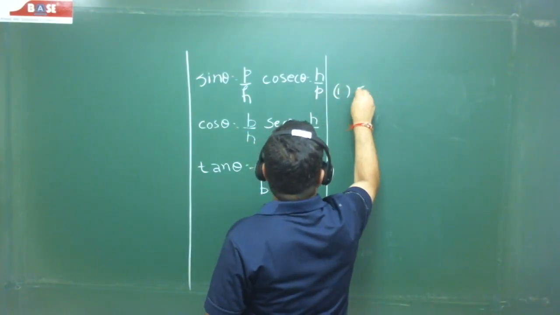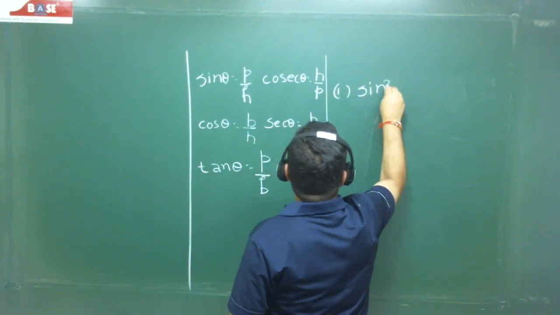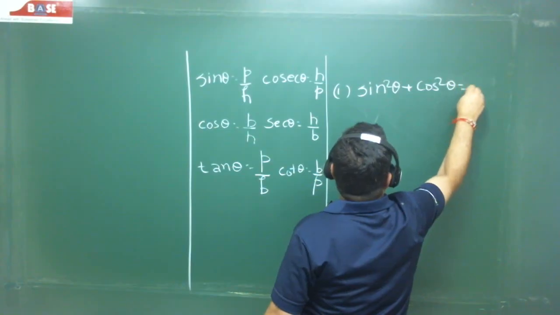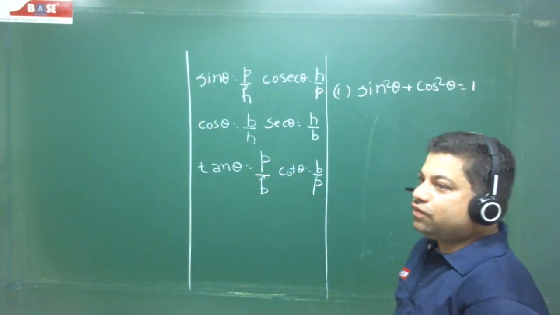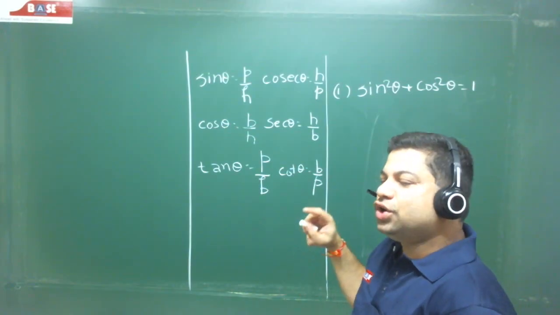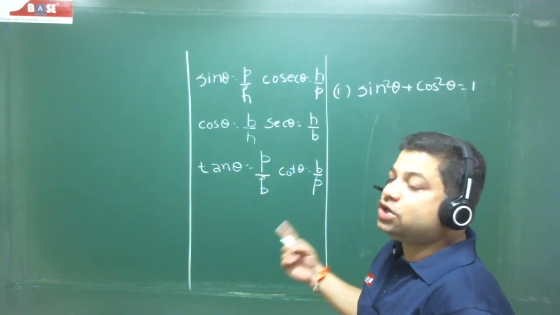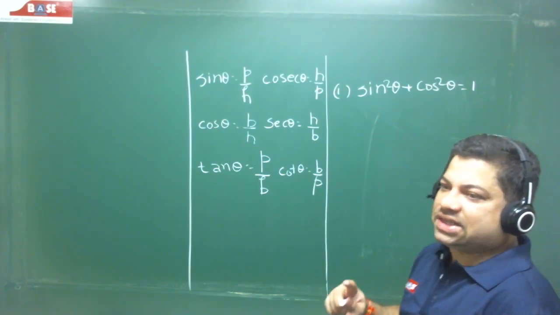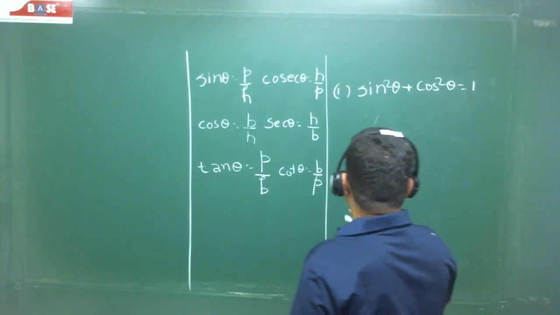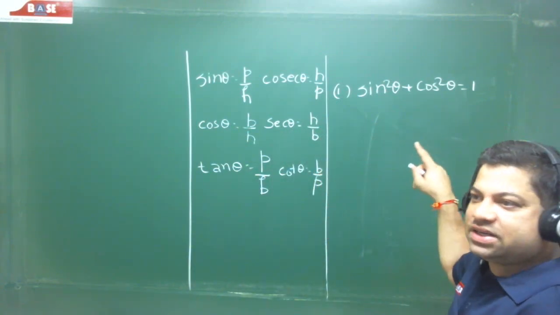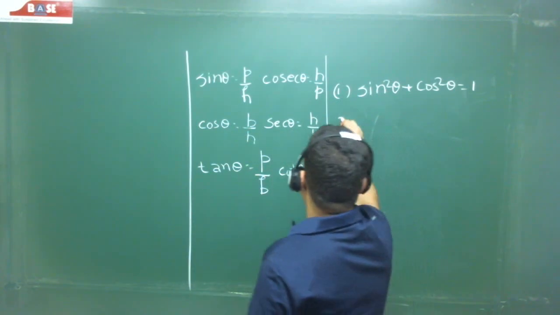We have three identities. The first: sin square theta plus cos square theta is equal to 1. You can also write this as sin square theta equals 1 minus cos square theta, or cos square theta equals 1 minus sin square theta. I hope this part is clear. If you need only sin theta, then you can handle it with plus minus square root.